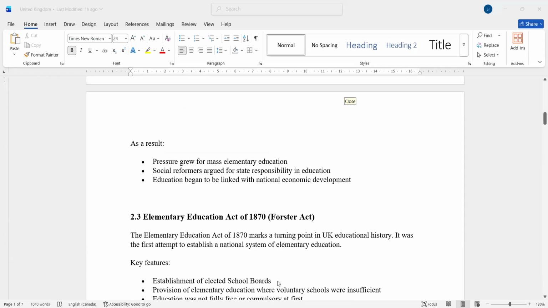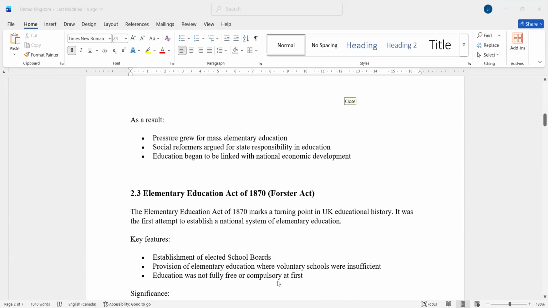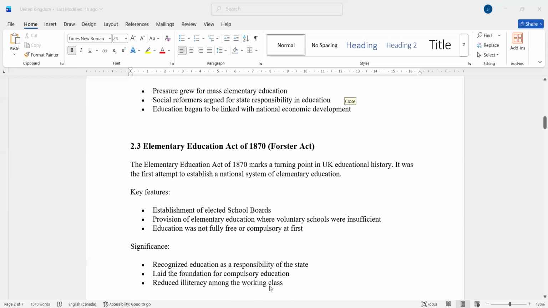As a result, pressure grew for mass elementary education. Social reformers argued for state responsibility in education. Only now are they going to start the schools, right? Education began to link with national economic development. So now they are starting elementary education, right? In 1870, the first act, elementary education, they are starting.